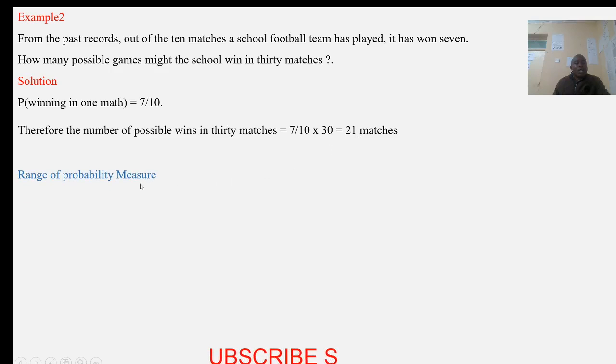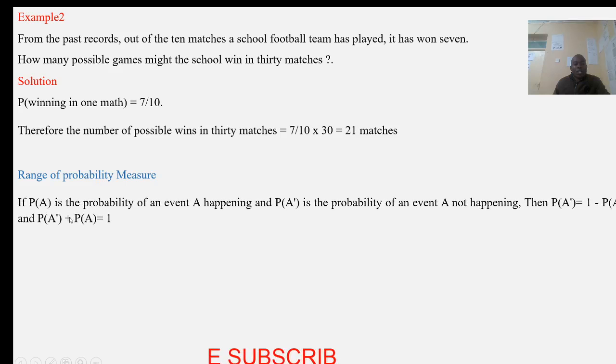Now, let's talk about the range of probability measure. Suppose the probability of an event A occurring, and the probability of event A not happening. The probability of event A not happening is 1 minus the probability of event A happening, meaning that the probability of event A not happening plus the probability of event A happening equals 1.